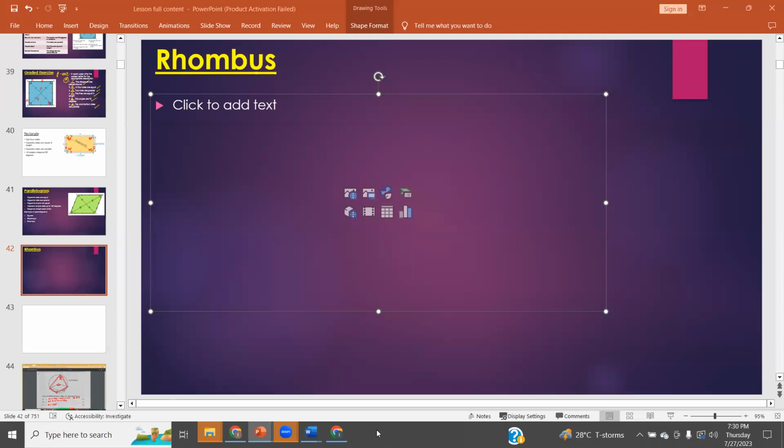So what's the main difference between a parallelogram and a rhombus? You can say its shape. Obviously it's shape, but there's a significant difference. The main difference is that for a rhombus, all the sides have to be equal, but for a parallelogram, all the sides don't have to be equal.